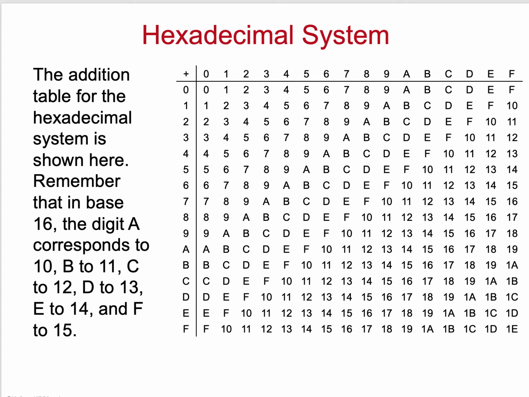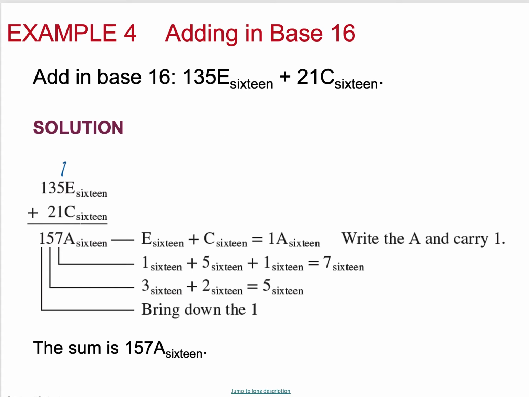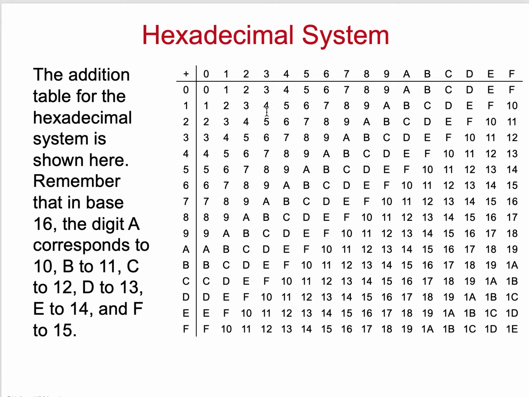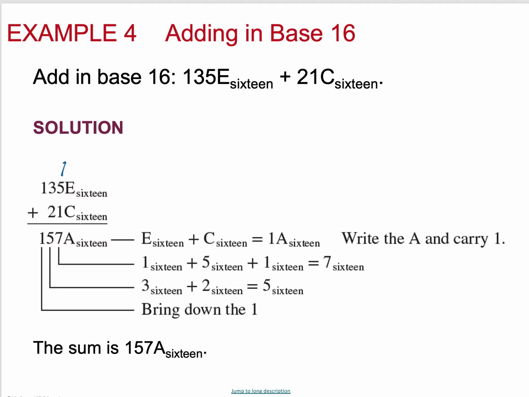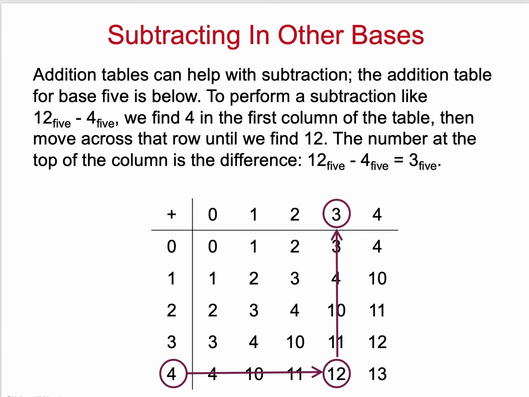In the hexadecimal system, I have letters as well as numbers, and that adds a whole other layer of complication to it. So I have 135E in base 16 plus 217 in base 16. So if I have E and C, that gives me A. That's wild, right? So if I look at E and C and I see what those are related to numerically, then that's going to help me out with the hexadecimal system. And so I'm going to land at 157 remainder A.